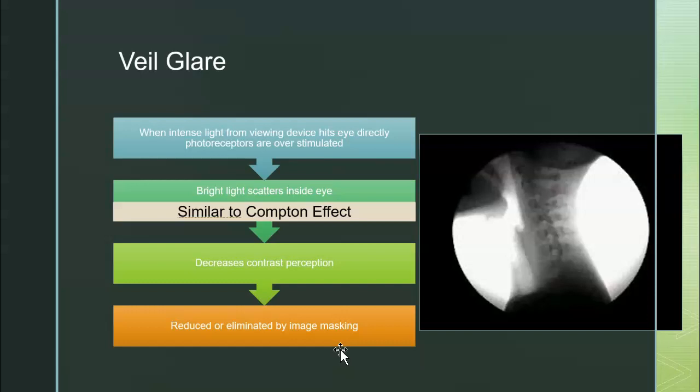Okay, so this right here is a fluoro image, and what happens is we have veiling glare here. The light is just flooding us. So what you want to do is collimate that image so that we can see the anatomy. The anatomy is all there. We just can't see it because of all of this scattered white light everywhere. Okay, so that's called veiling glare.